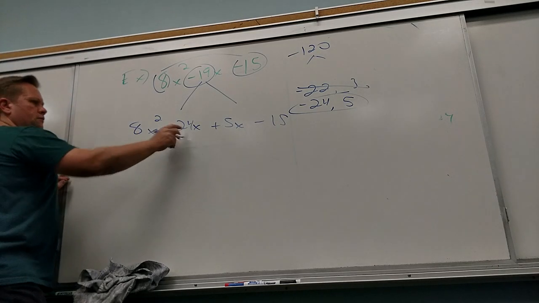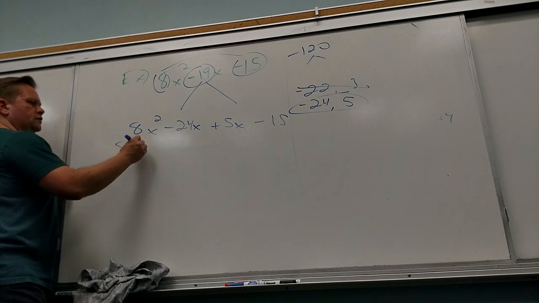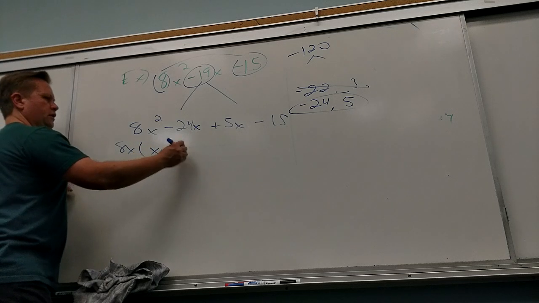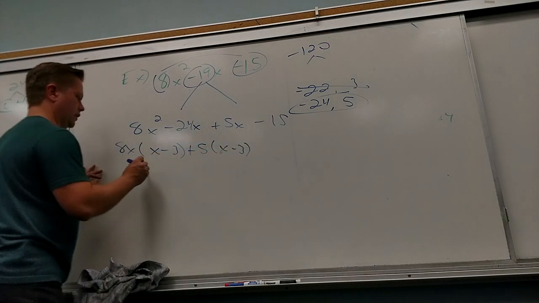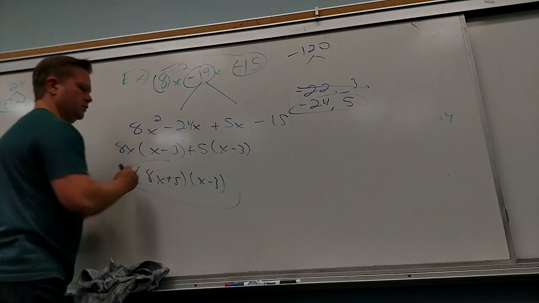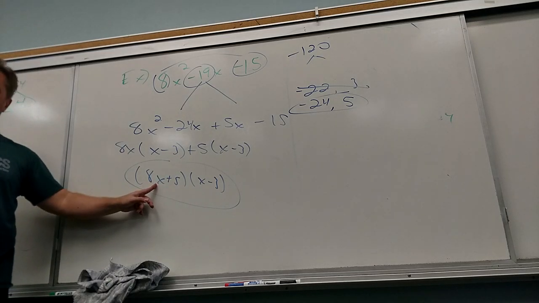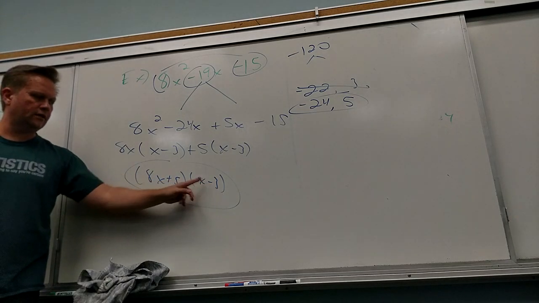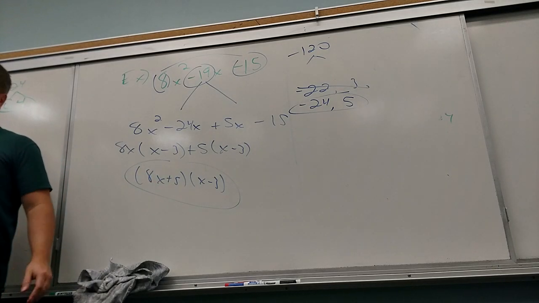So what comes out of these two? Negative 8x, 8x times x minus 3, I love it. And then 5 times x minus 3. So then I get 8x plus 5, x minus 3, or the other way around, however you like to write it. Hopefully you understand that the 5 has to be with the 8x. If you put the 5 over there instead and the 3 there, it's not going to work. You're not going to get the right combination for the middle term.